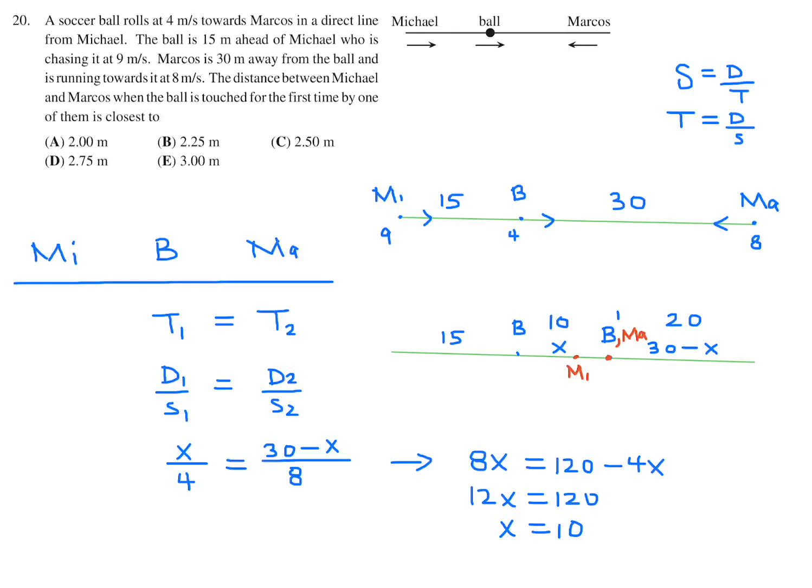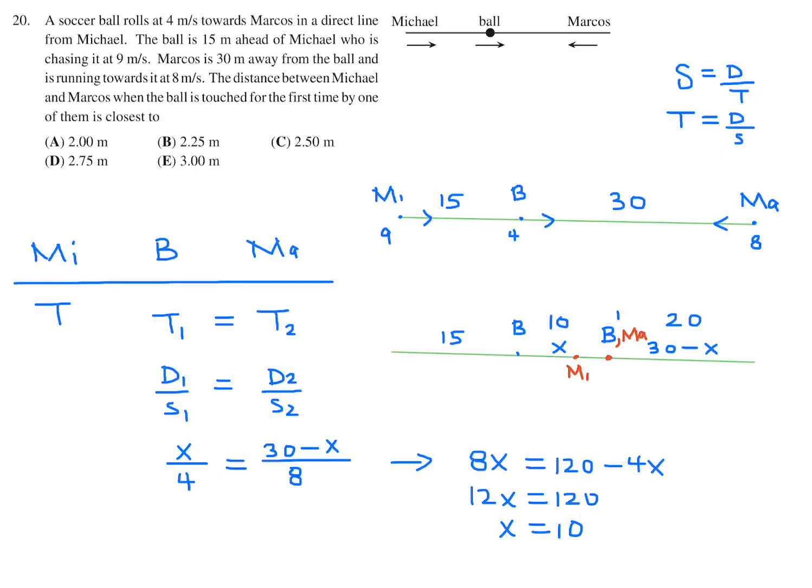Now to figure out that distance, what we have to do is figure out the time for Michael. His time is different. His time we have to figure out using D and S. Now it's the same amount of time in terms of the seconds, right? Because it takes a certain amount of time for Marcos to get from here to here, and a certain amount of time for the ball to get from there to there, and we established that those times are the same. Marcos also has the same time, but he doesn't reach the ball. He reaches there. So we have to figure out how much time that is.